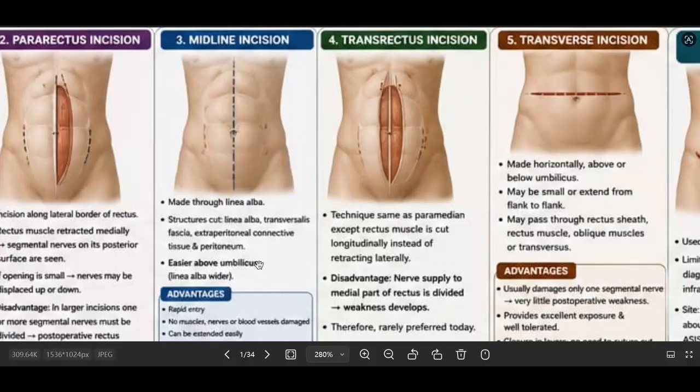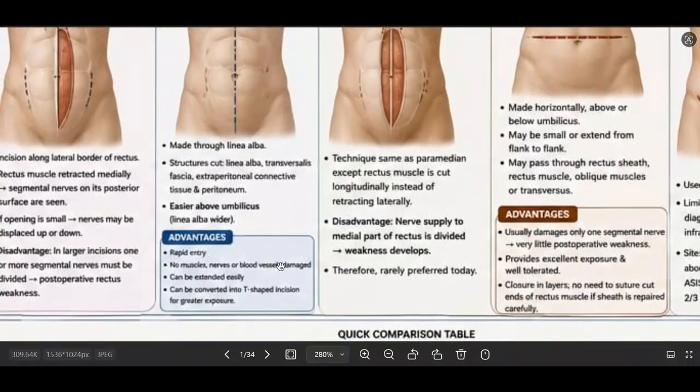Now let's study the advantages. The advantages of the midline incision are that there will be rapid entry, no muscle damaged, no nerves damaged, no blood vessels damaged, and it can easily be extended, and it can even become a T-shaped incision for greater exposure. In a T-shaped incision, we also perform the incision laterally.